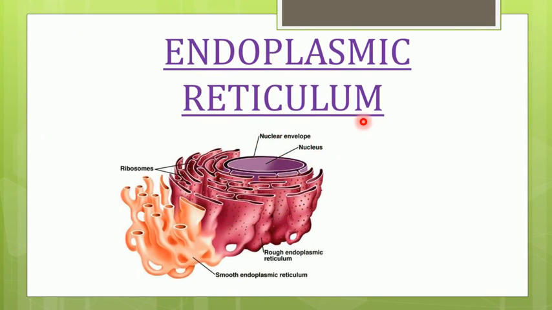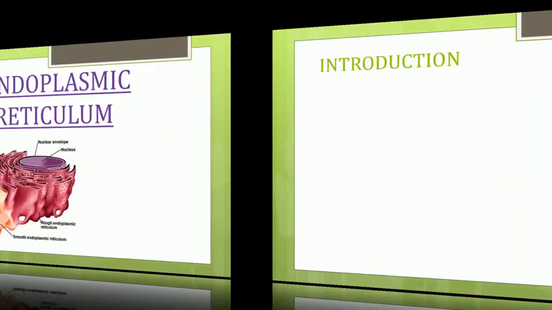So if you see, this ER or endoplasmic reticulum is located alongside the nucleus. If we take the TS of the nucleus, you could see the endoplasmic reticulum is attached to the outer wall of the nucleus. So this entire portion here you could see is nothing but the endoplasmic reticulum. Now let us get introduced to this organelle.